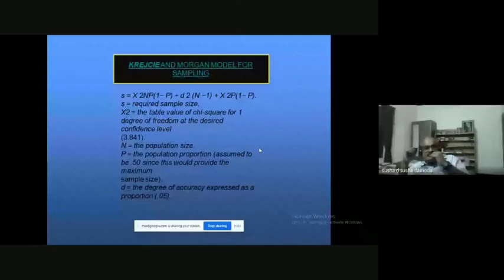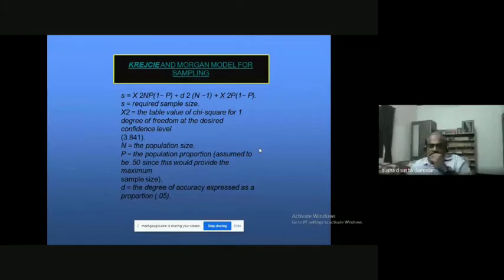Krejcie and Morgan model for sampling. We will have a chi-square table value. At the 5% level of significance, table value 3.841. Population size is there because the population must be known to the researcher. Population proportion maybe 0.50.